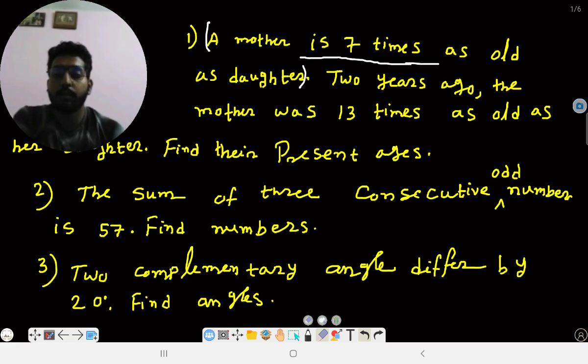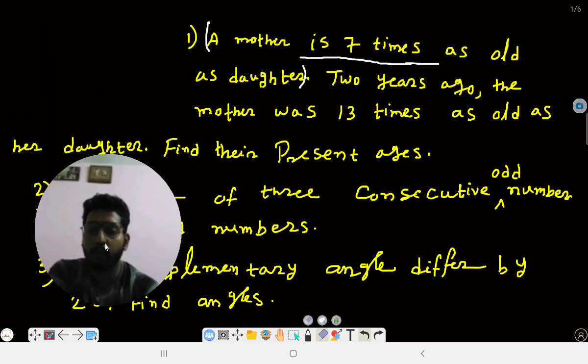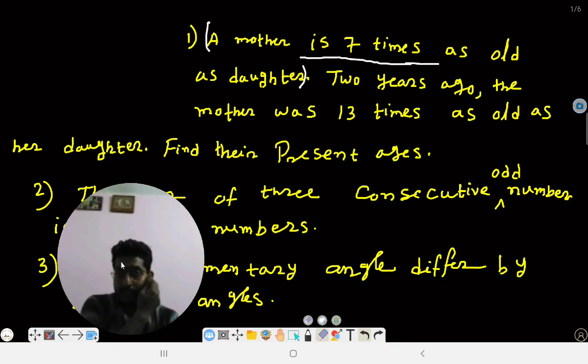So first of all, suppose it is written question number 1. Look at the question number 1. It is written, a mother is 7 times as old as her daughter. 2 years ago the mother was 13 times as old as her daughter. Find the present ages.